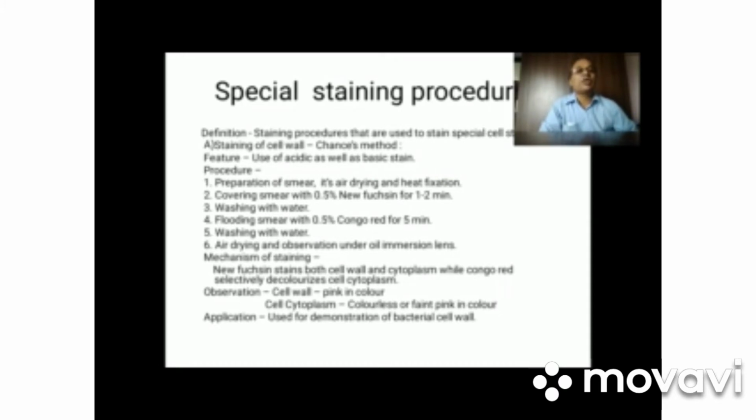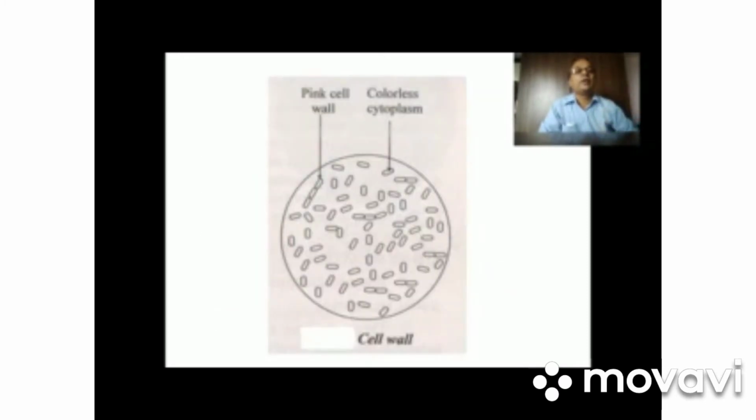This is the application of the special staining. This cell wall staining is helpful for demonstration of the bacterial cell wall. Now this is the figure that shows how the observation is done. You will find that these are rod shaped bacteria with a cell cytoplasm which is colorless, shown by the arrow, while the cell wall becomes pink in color.